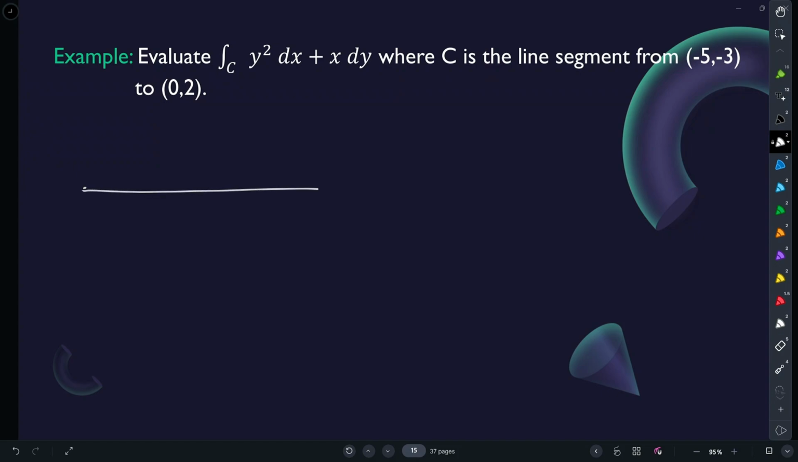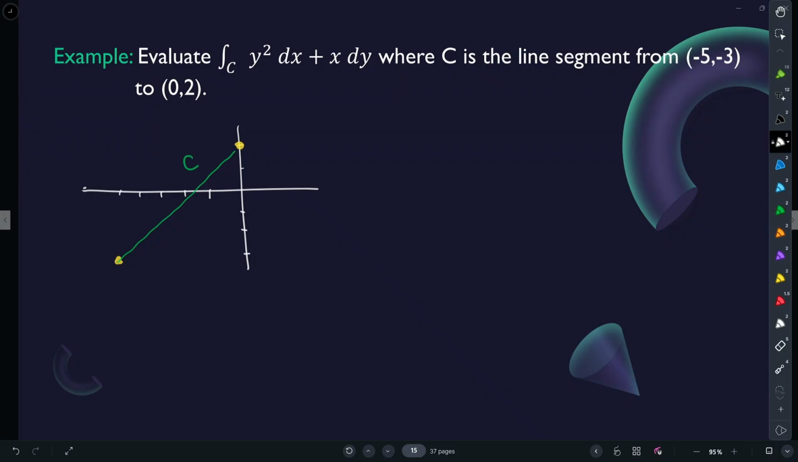Let me write it sort of like this, and then 1, 2, 3, 4, 5 in negative, 1, 2, 3 in negative, and 0, 2. So we're going to go from minus 5, minus 3 to 0, 2. So our path is going from here to here. Okay, that is the path C.